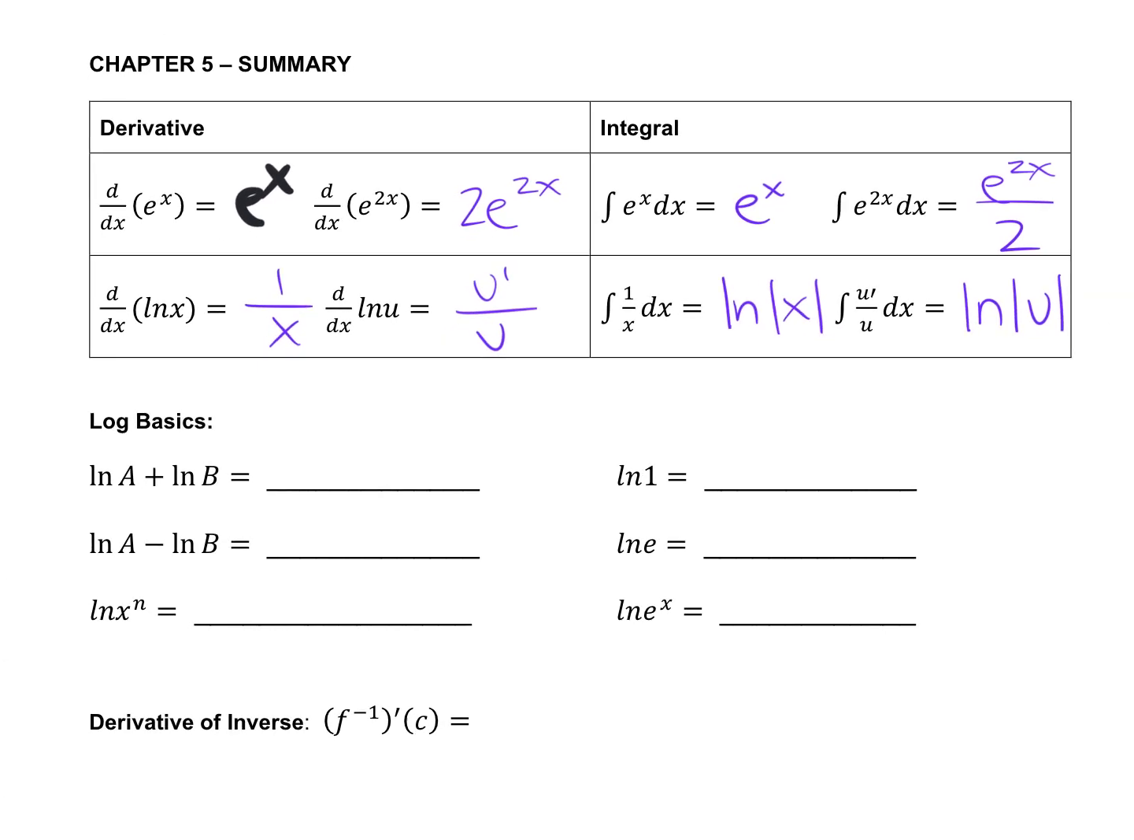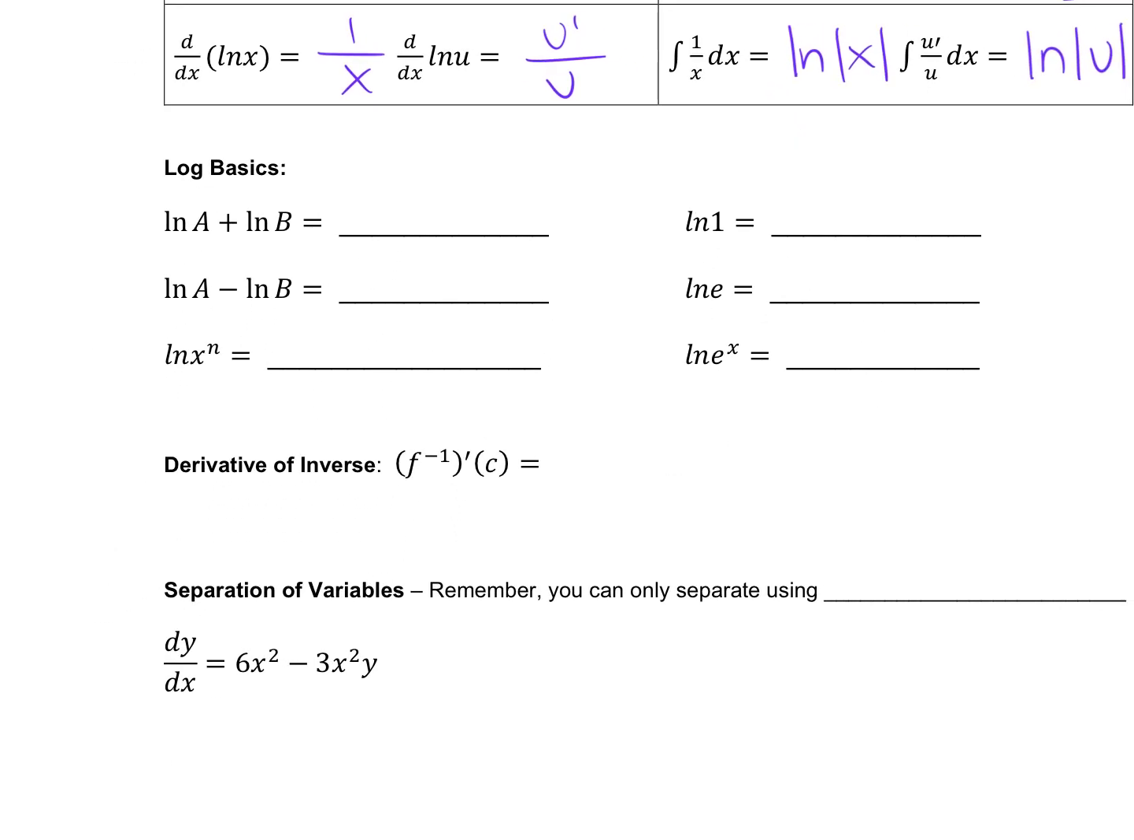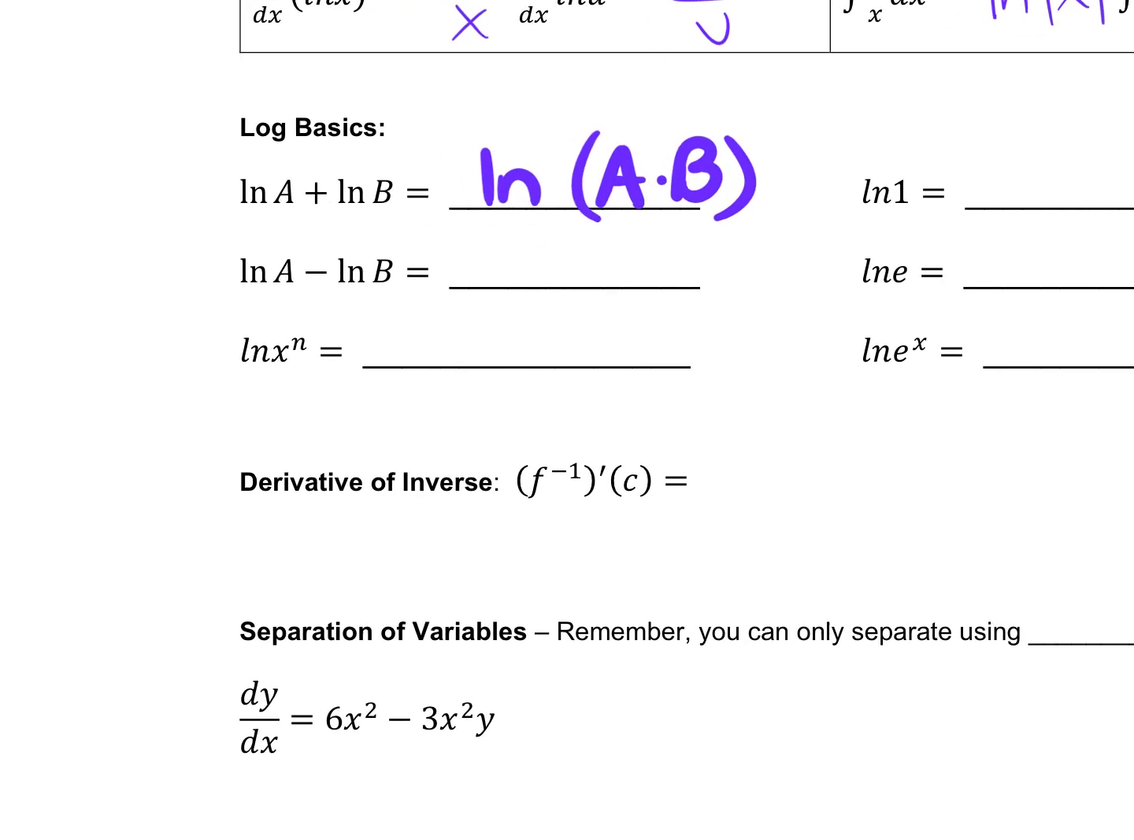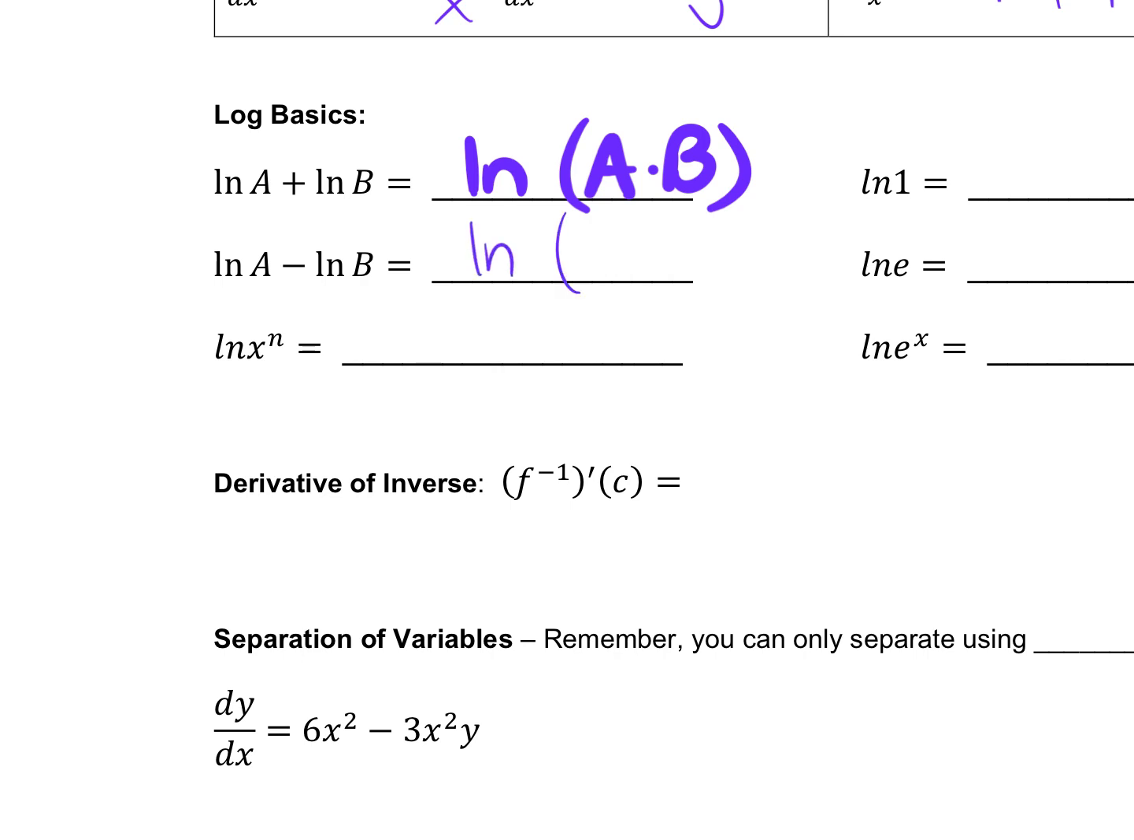Working through the log stuff, we did have lots of log rules that we used from pre-calc and algebra 2. Like ln of a plus ln of b condenses to be ln of a times b. Ln of a minus ln of b becomes ln of a divided by b. What can we do with the exponent? That becomes n times the ln of x. Does that have to be brought up? It doesn't have to. It just helps you sometimes to simplify. If I was taking the derivative, I'd much rather take the derivative of a number times the ln than something taken to a power.